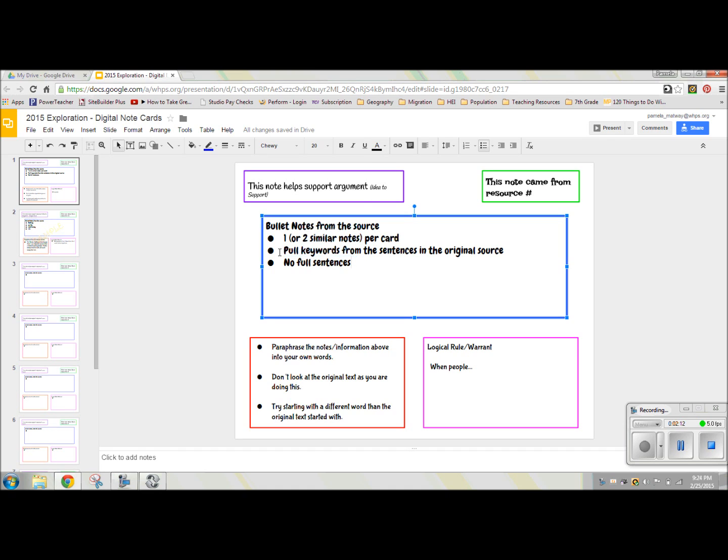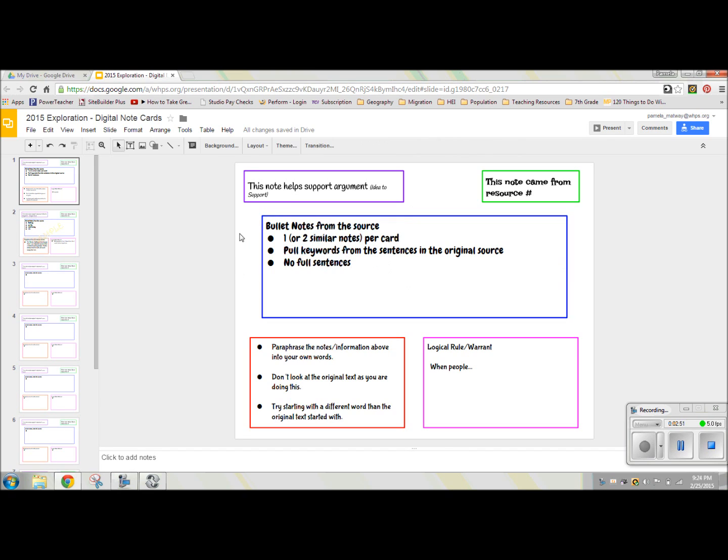All right, I'm not going to be writing full sentences. What I'm going to be doing is pulling out keywords from the original source that are important, the words that help me understand this piece of evidence, similar to what you did on the paraphrasing activity worksheet. So you write down your bulleted notes. You might have 3, you might have 4, you might have 5, whatever it may be. Remember, don't write full sentences, just pull out keywords. All right, so you're going to do that first.